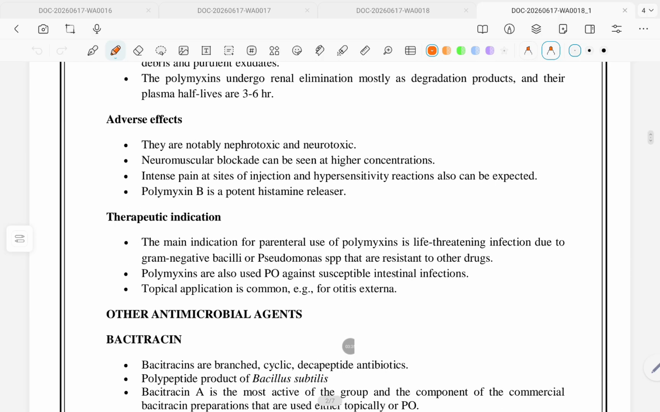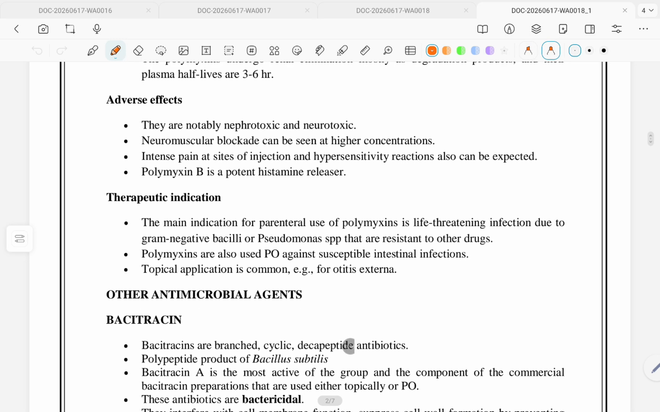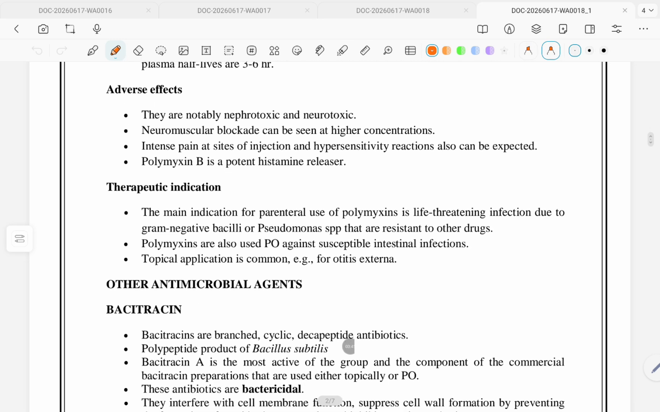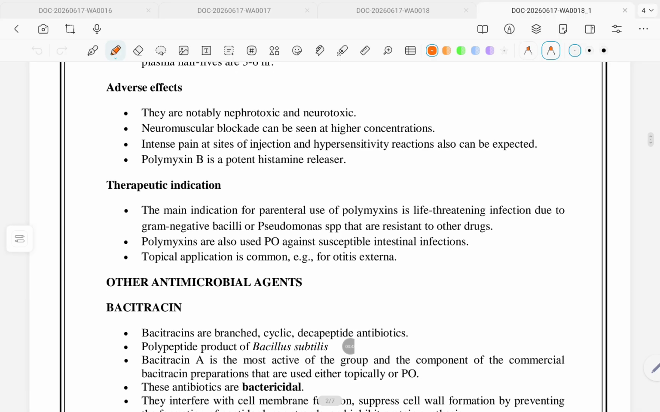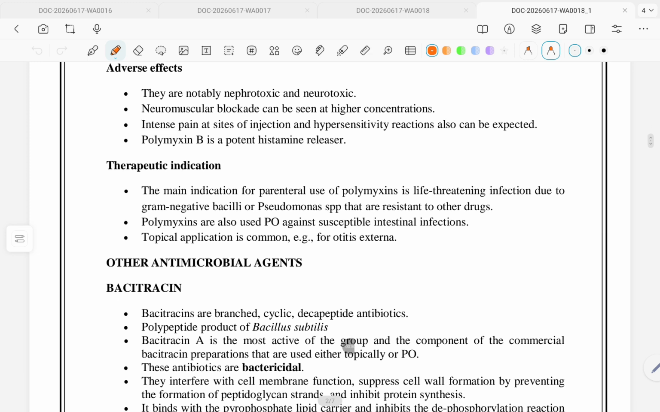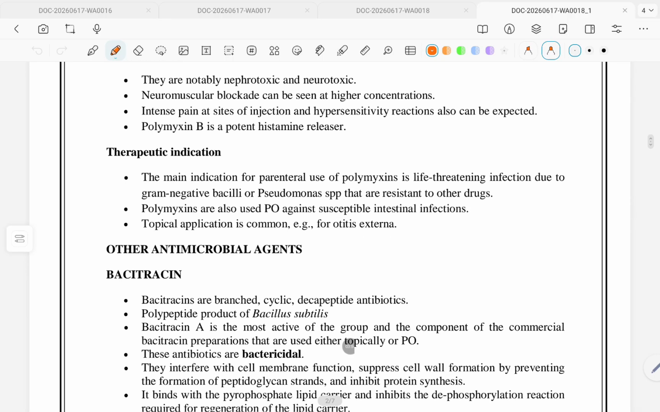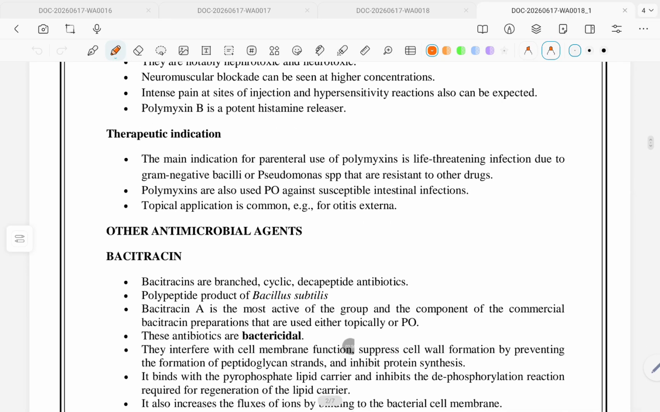Adverse effects. They are notably nephrotoxic and neurotoxic. Neuromuscular block can be seen at higher concentration, along with intense pain at the site of injection. Hypersensitivity reaction also can be expected. Polymyxin B is a potent histamine releaser.